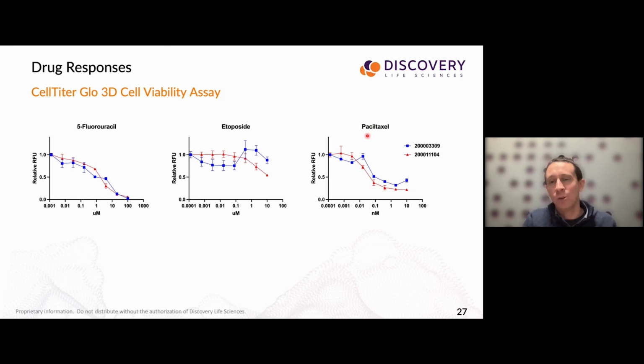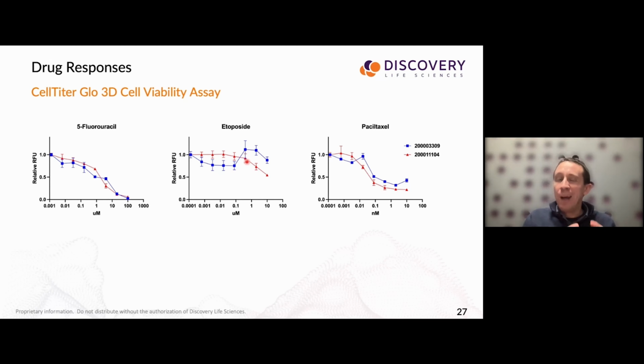5-fluorouracil and paclitaxel largely had the same kinetics in response to the various compound concentrations, while there were some slight differences in etoposide, in that at the higher concentrations the 1104 model starts to die, while the 3309 model tends to remain pretty stable throughout all the concentrations that we tested. This is a great model system. It goes very quick. You can test a lot of different drug compounds and get data very, very robustly.